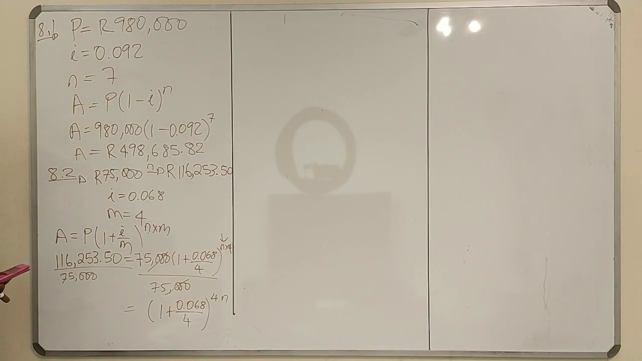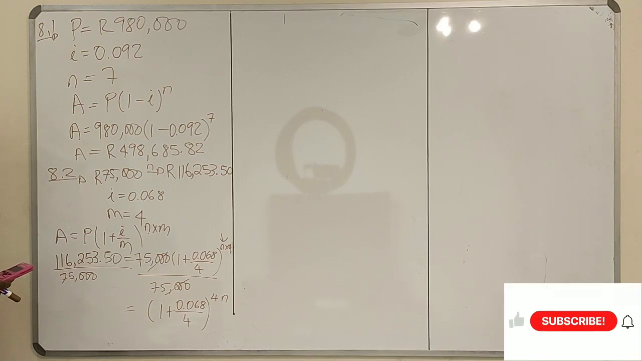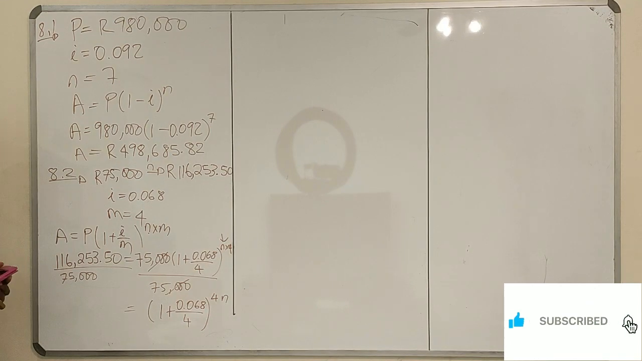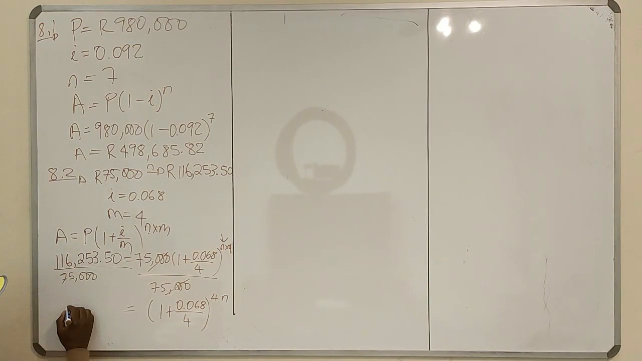We say 116,253 rands 50 cents divided by 75,000. What is the answer? The answer is 1.55. So this is equal to that.